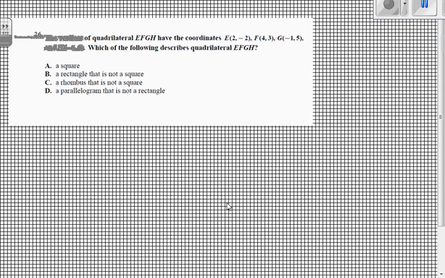Okay, so it gives you these coordinates, and they're actually kind of nice coordinates. They're not fractional or anything like that. So you've got 2, -2, which is right there. That's E. You've got 4, 3, which is right there. That's F. You've got -1, 5, which is G. And you have -3, 0, which is H.